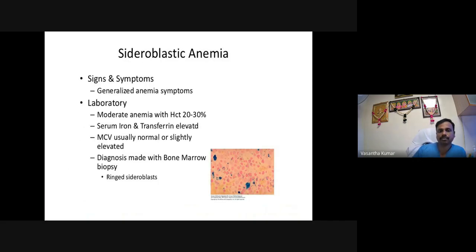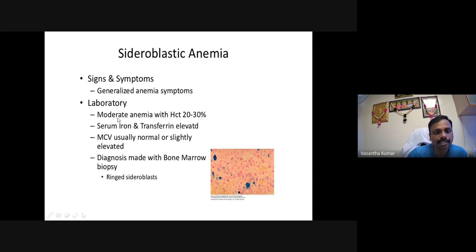And next is the sideroblastic anemia. In sideroblastic anemia, the availability of iron will be in abundant, normal amount. But what is the pathophysiology behind sideroblastic anemia? The synthesis of hemoglobin is not proper due to a genetic mutation. Otherwise, the iron level, the serum iron level, and the ferritin will be in adequate amount.